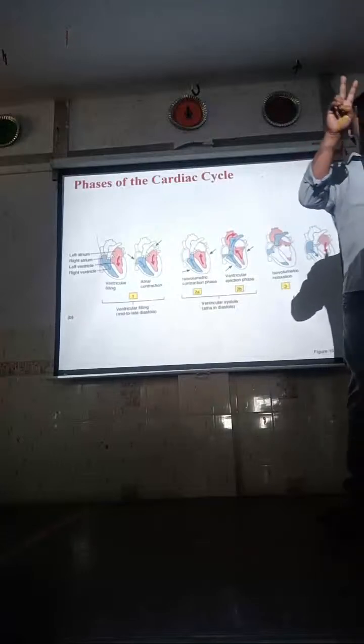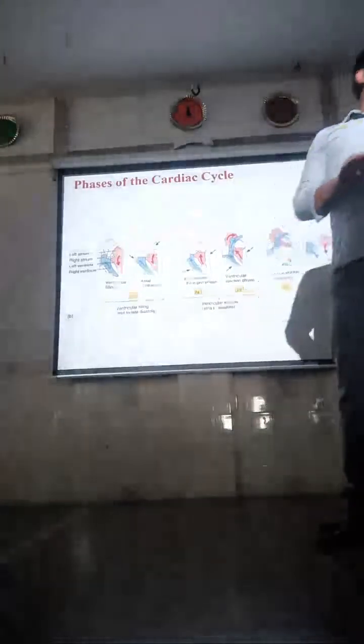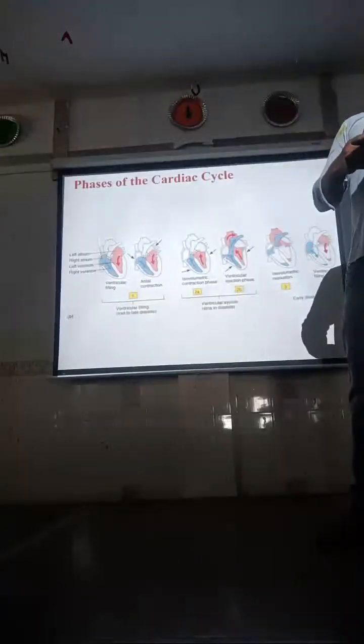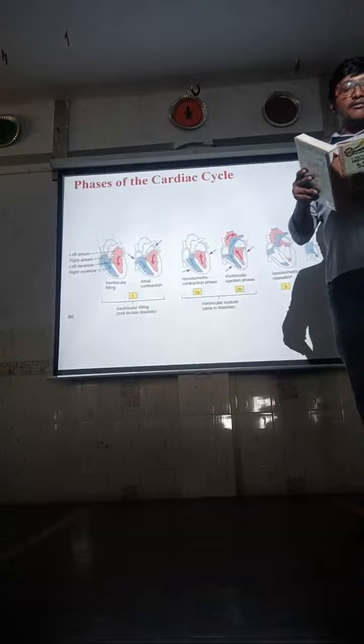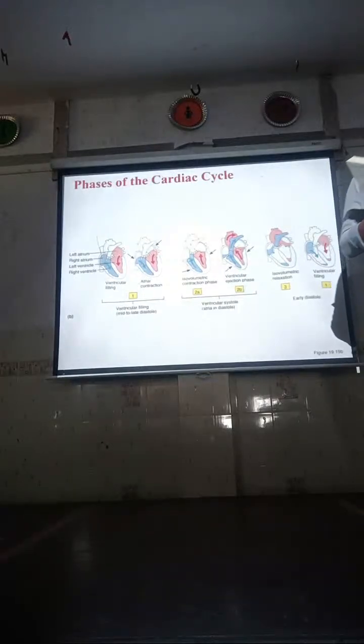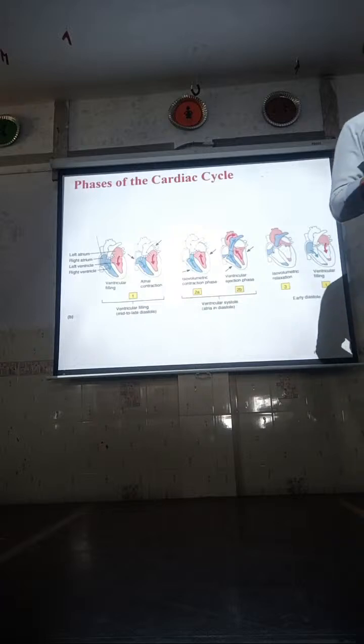Actually, this ejection occurs in two phases. What are those two phases? The first stage is the rapid ejection period, and the second stage is the slow ejection period.